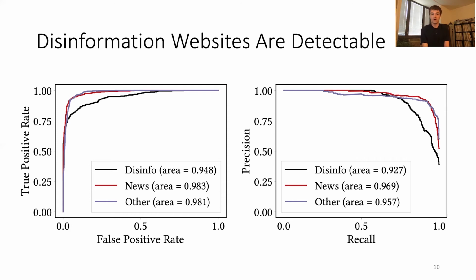We do see on the figure on the left that the disinformation class performed worse in detection than the news class or the other, or rather non-news class, as we refer to it. But we still did pretty well in terms of our training data and being able to identify disinformation websites. We also see a similar pattern in the precision recall curve.